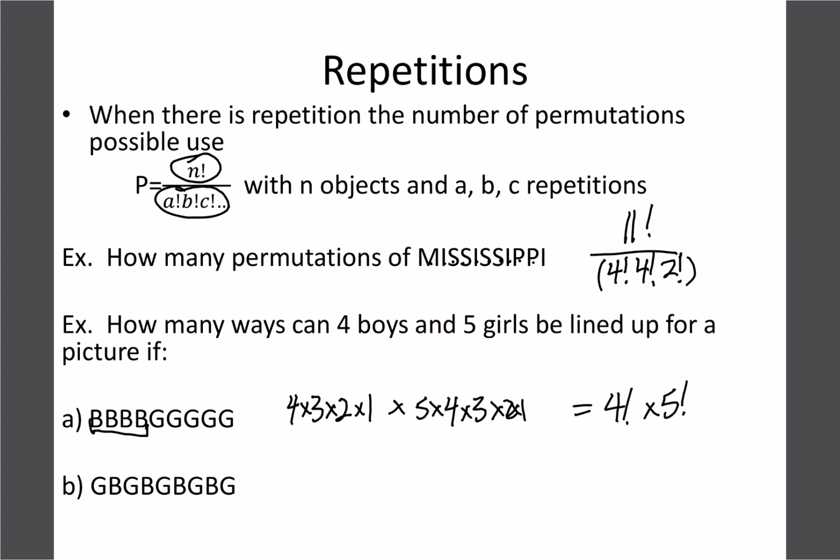And the next one, we got girls first, then boys, in the other order. But you can see, if we just worry about the girls first, we got 5, 4, 3, 2, 1 for the girls. Then we got 4, 3, 2, 1 for the boys. So we still get the same answer. So it doesn't really matter what order they go in. We're still doing the 5 girls and the 4 boys separately.